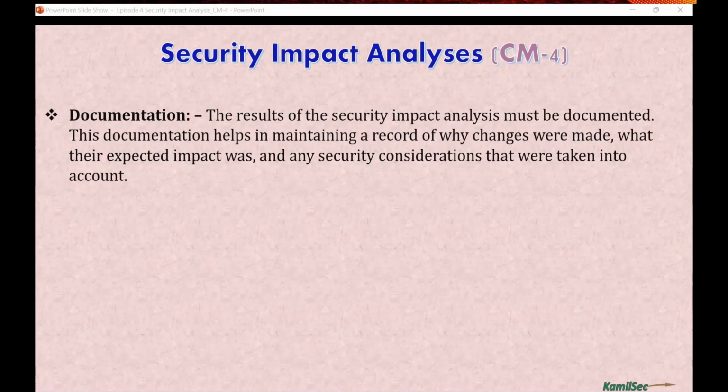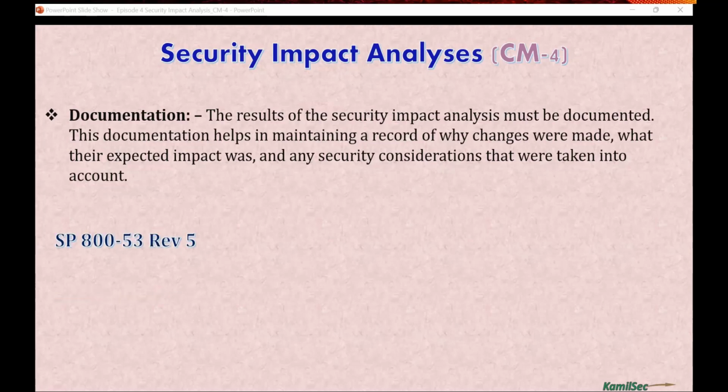Additionally, the documentation aspect of this is very, very important. The results of the security impact analysis must be documented. This documentation helps in maintaining a record of why changes were made in the first place, what their expected impact was, and any security considerations that were taken into account.